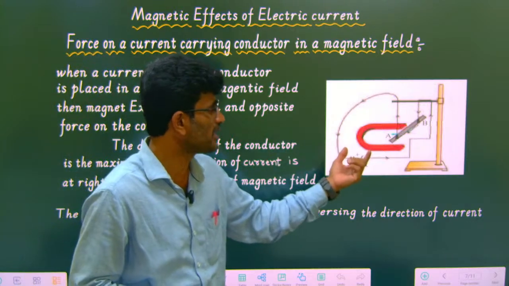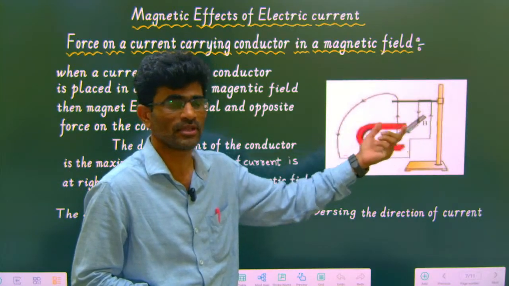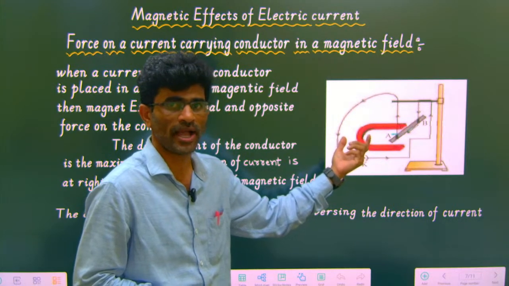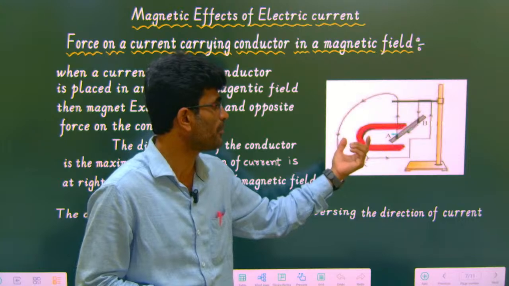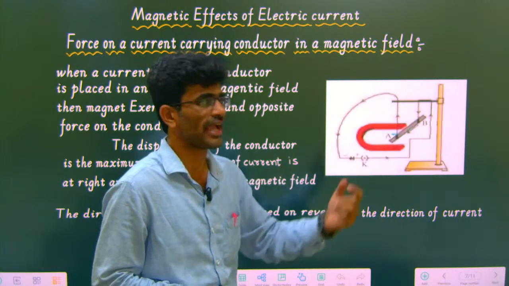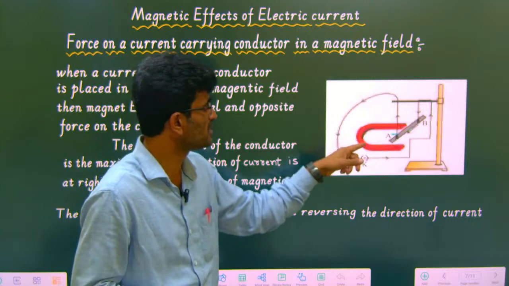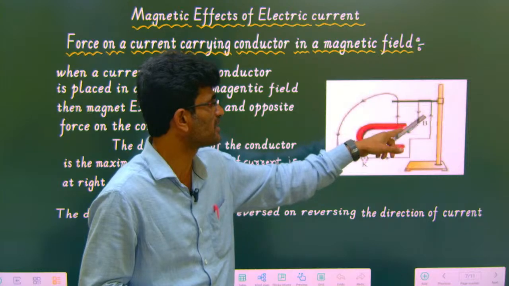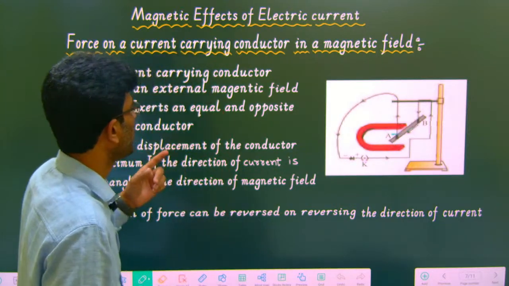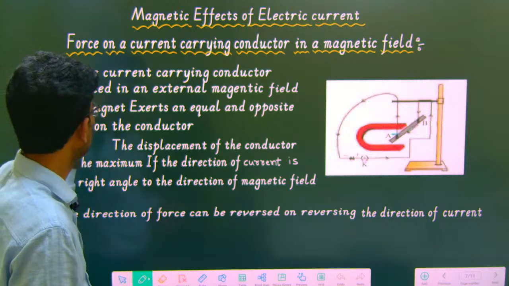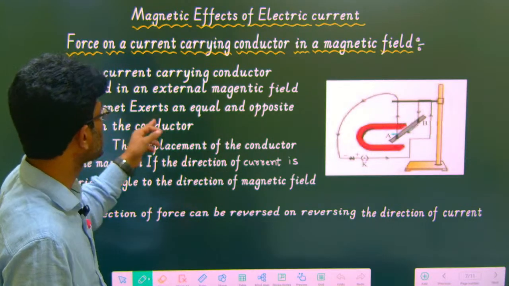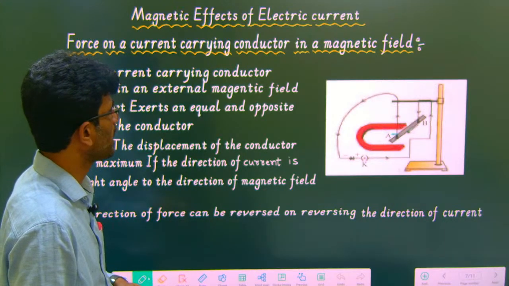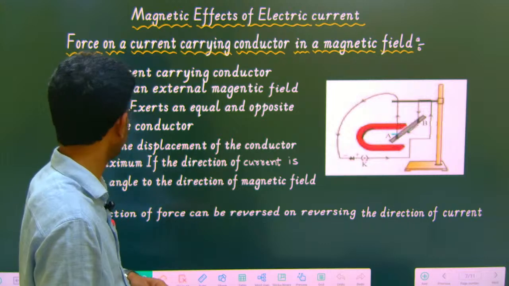That magnet also exerts some force on the current carrying conductor. This magnet will have a magnetic field, and due to that magnetic field, magnetic force will be exerted on the current carrying conductor, and that magnetic force exerted by this magnet is equal and opposite to the magnetic force exerted by the conductor. So when a current carrying conductor is placed in an external magnetic field, the magnet exerts an equal and opposite force on the current carrying conductor, and this displacement of the conductor is maximum.